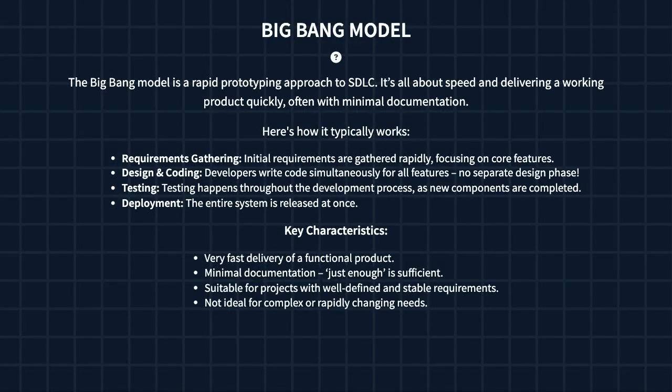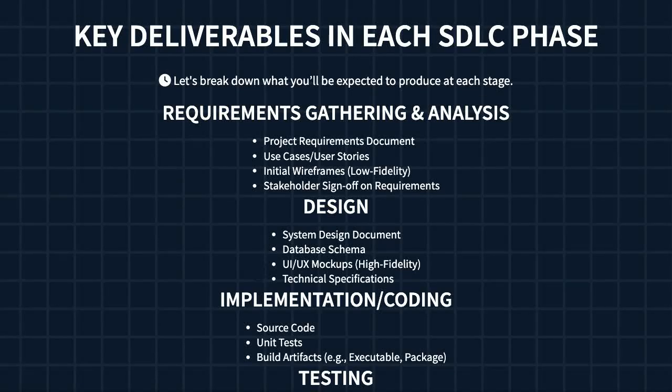Okay, let's talk about the Big Bang model in SDLC. Think of it like a really focused sprint. We're all going full speed right from the start. It prioritizes getting a working product out quickly, so we focus on the most important features first. Design and coding happen together, and testing is integrated into every step. Because requirements are generally stable with this model, you don't need tons of documentation. It's great for projects where you know exactly what you're building, but can be tricky if things change a lot along the way.